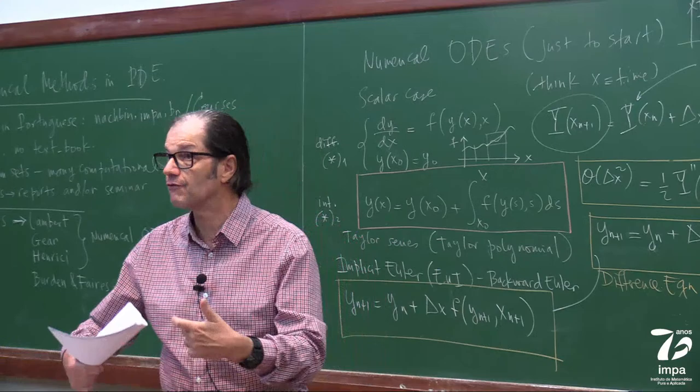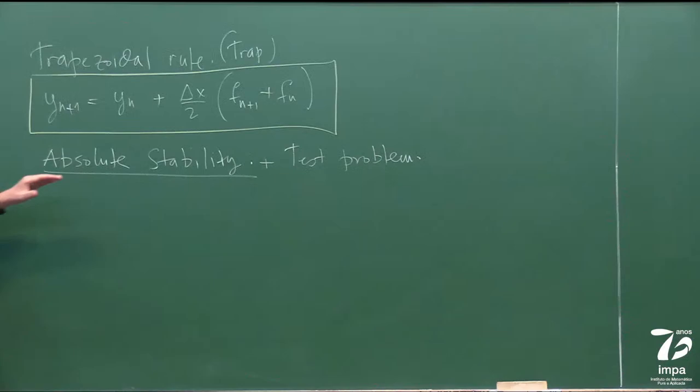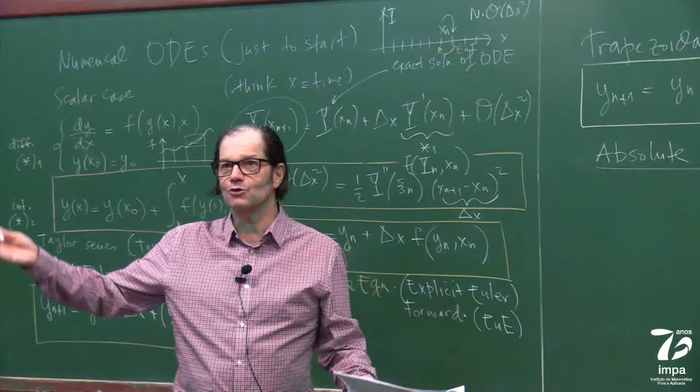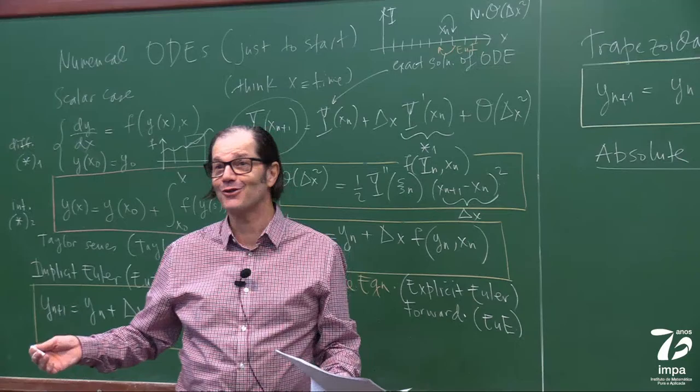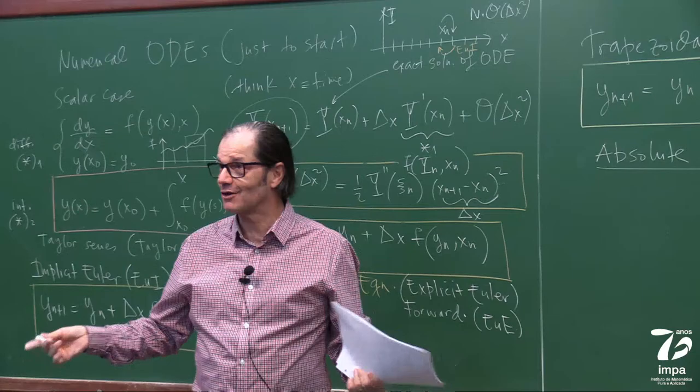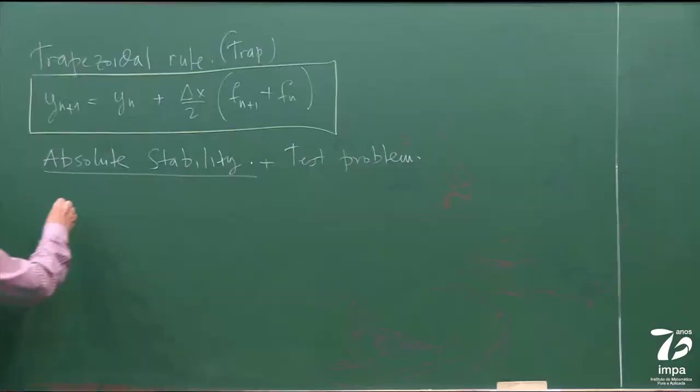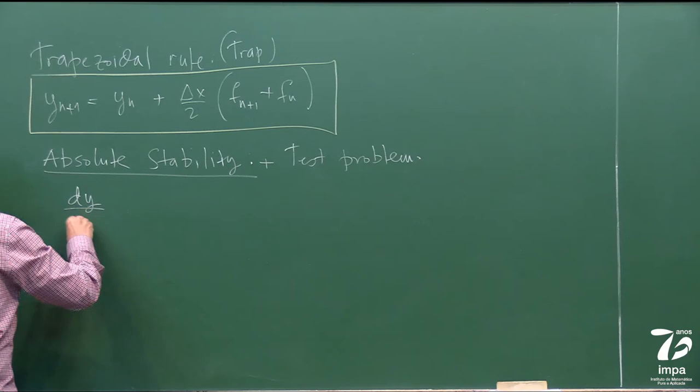OK. So absolute stability is related to the test problem, a super simple problem, which is this. It's like, you have a car and you want to check its stability. You don't go to a highway in Germany, an autobahn, where you can drive at 200 kilometers an hour. You go to an oval by yourself and you check the stability of the car. You go to a simple scenario, right? So this is the test problem. I'm still going to use it.